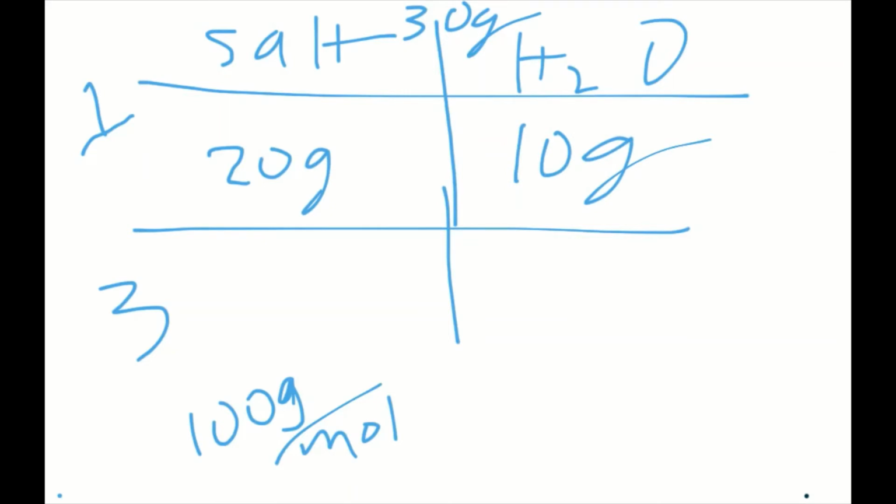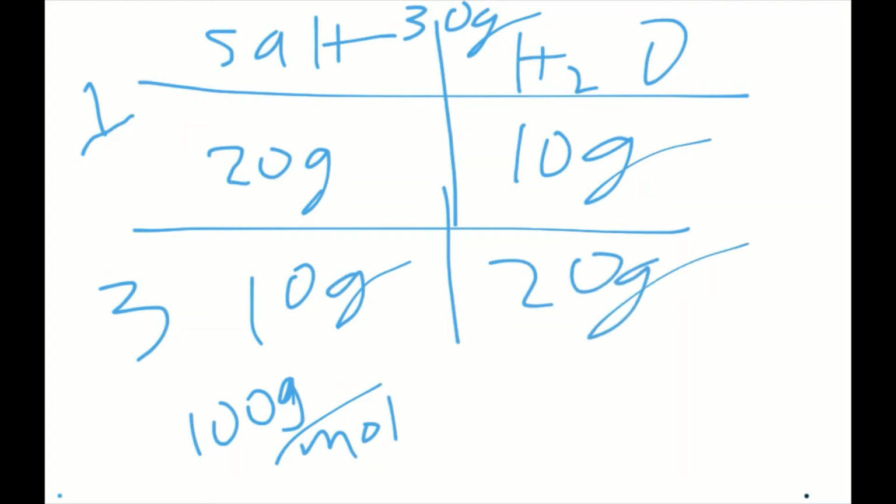Well, 30 minus 20 is 10. So let's say that after the third heating, we have only 10 grams of the salt left and 20 grams of the water escaped. So now let's calculate the moles. So 20 grams divided by 100 grams per mole is 0.2 moles, and 10 divided by 100 is 0.1 moles.